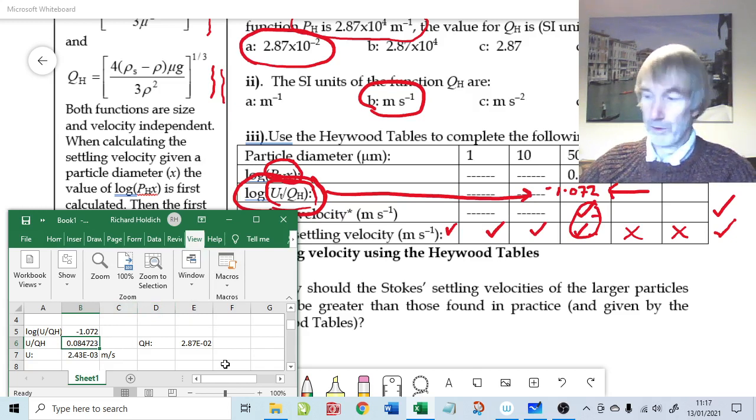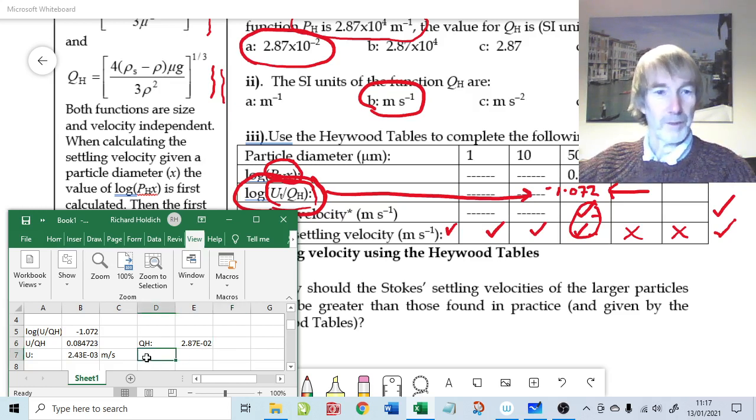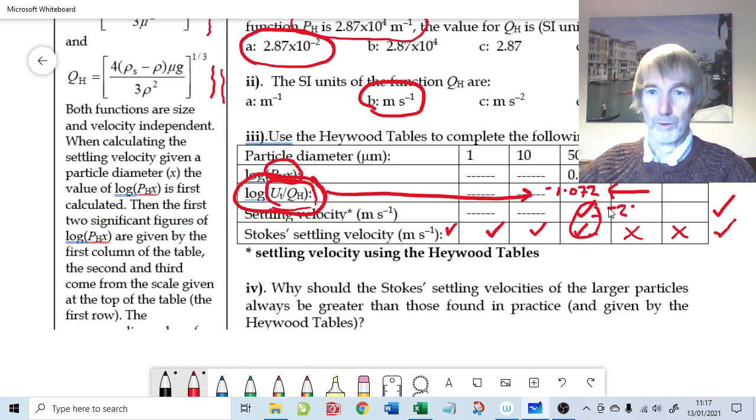If we use the value of q that we know is 2.87 times 10 to the minus 2, then I know it's a long-winded process, but eventually we get there: the terminal settling velocity is 2.43 times 10 to the minus 3. Okay, so that gives us a value of the terminal velocity of 2.43 times 10 to the minus 3. So that's the terminal velocity coming from the Haywood's approach.